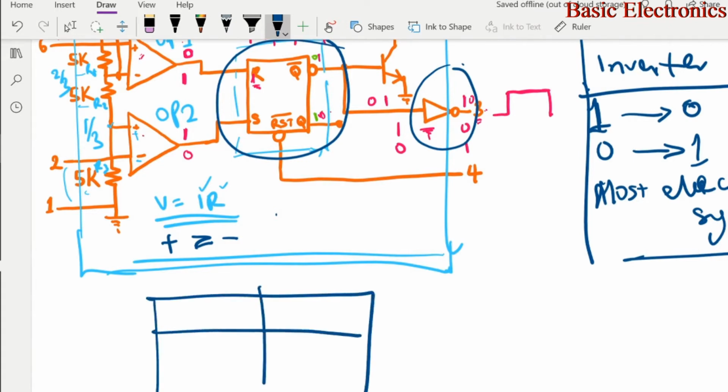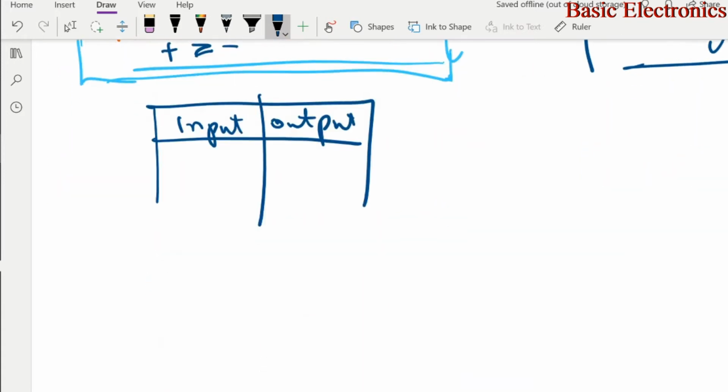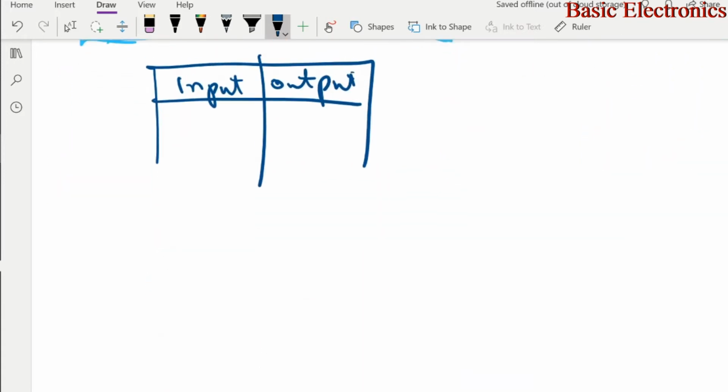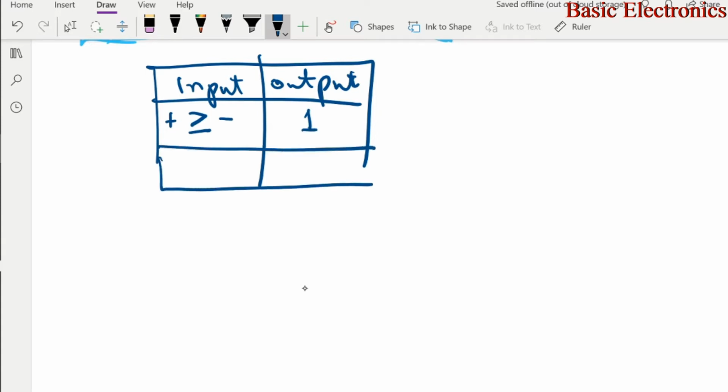It might be better. So input, output. If the positive input is greater than or equal to the negative input, the output is 1. If the positive input is less than the negative input, the output is 0. Okay, this is the logic. Bear this in mind whenever you work with a comparator.